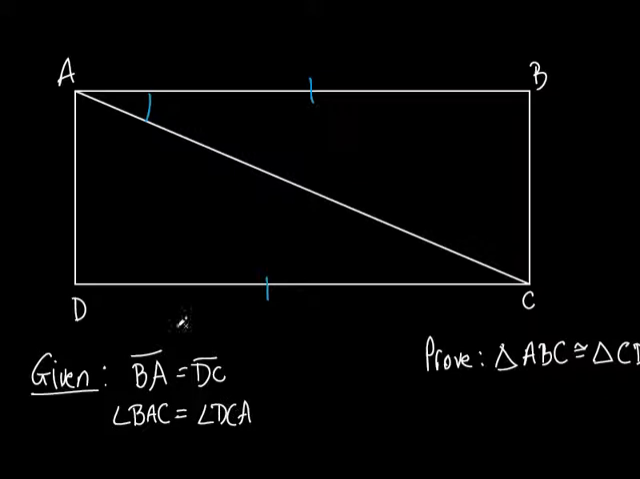Then DCA, right? DCA. So mark that angle right there. So I've got the side marked. I've got this angle equal to this angle right here. That's all they tell you.